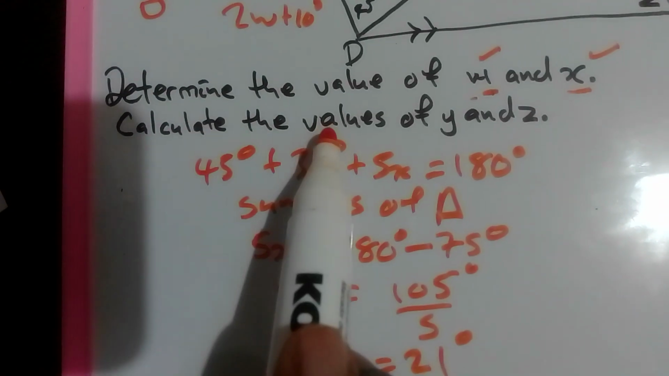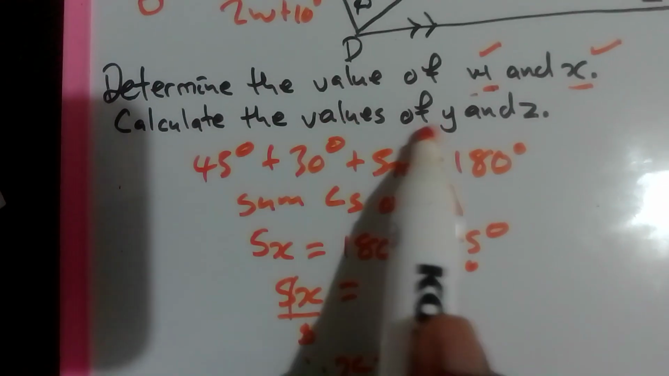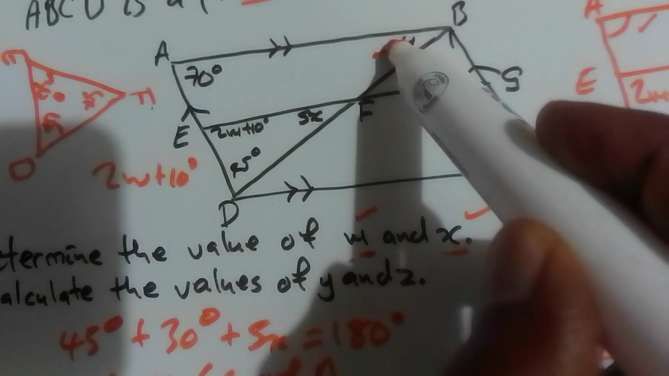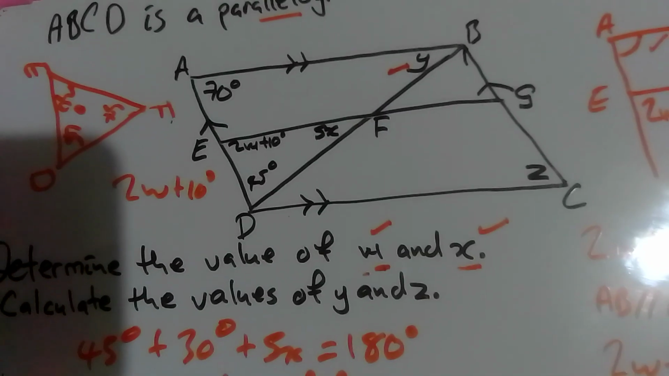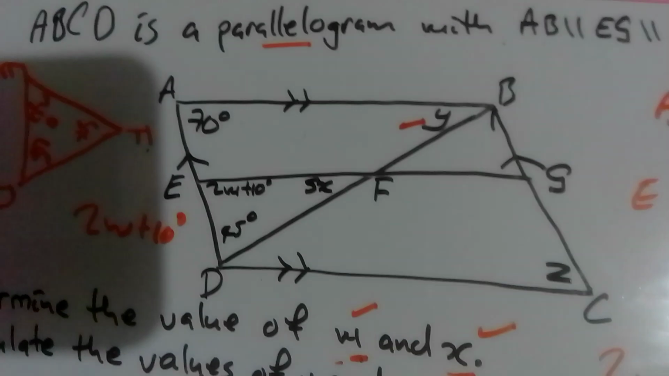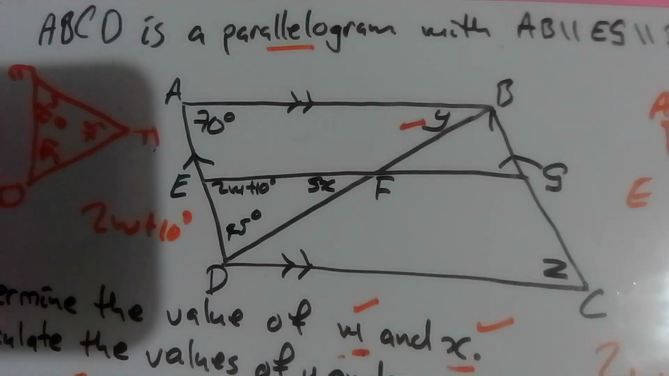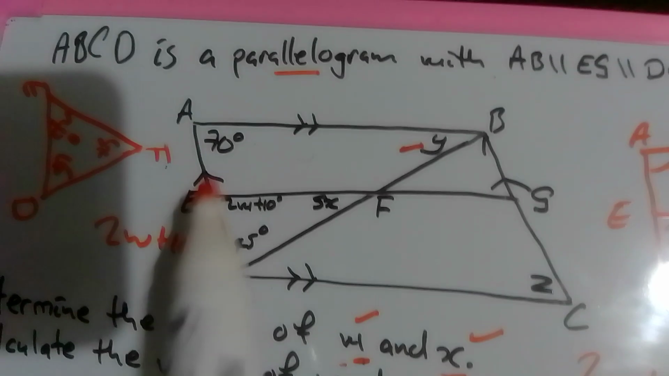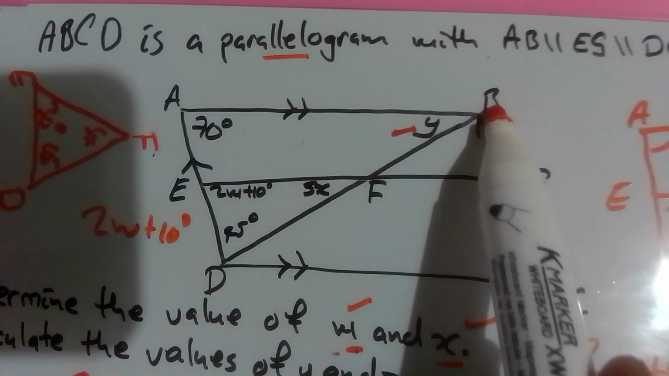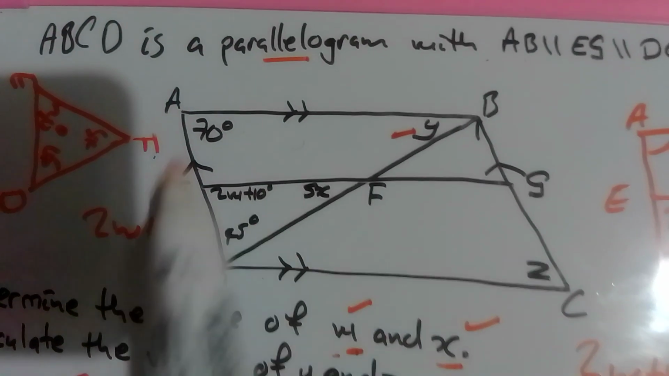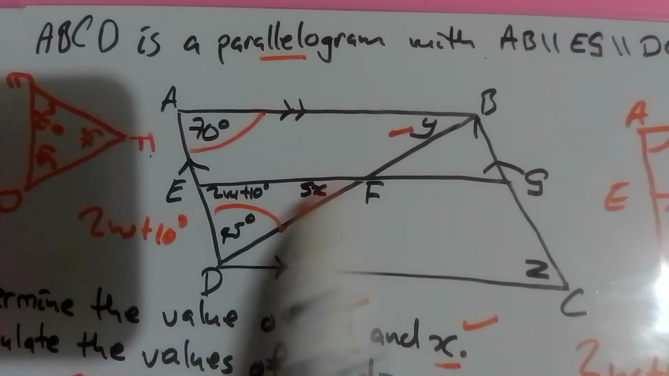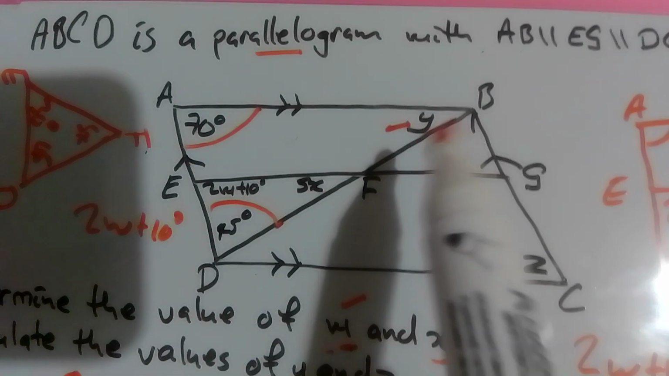Now they say calculate the value or the values of Y and Z. Where is Y and Z? Observe, Y is here. Now, what do I want you to see? Be very good at recognizing shapes within this parallelogram or any shape that you may be provided with. So, I've got triangle ABD. And angle A, I know it's 70. Angle D also is given, it's 45. I must find angle Y.